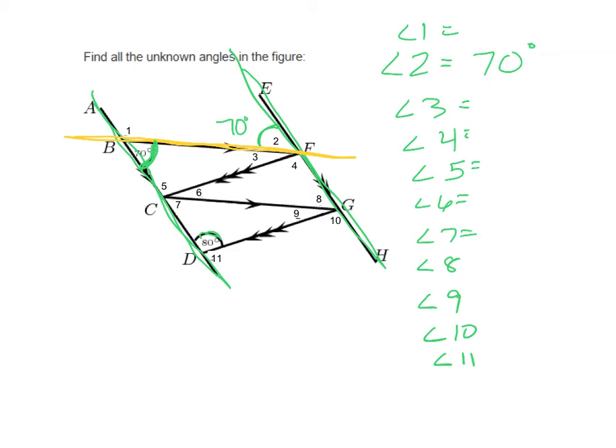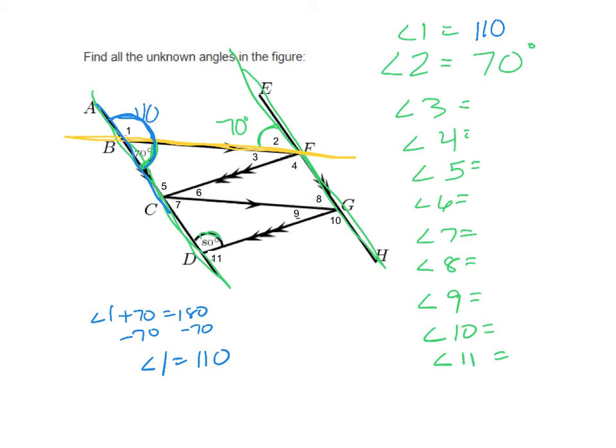All right, so we're going to fill in as much as we can. I should also be able to do angle 1 because angle 1 and this one create a straight line, so they add up to 180. So angle 1 plus 70 equals 180. Subtract 70, angle 1 equals 110. So angle 1 is 110. I'm going to mark it on my paper because it's easier if you mark all of your stuff on your paper. All right, let's see.